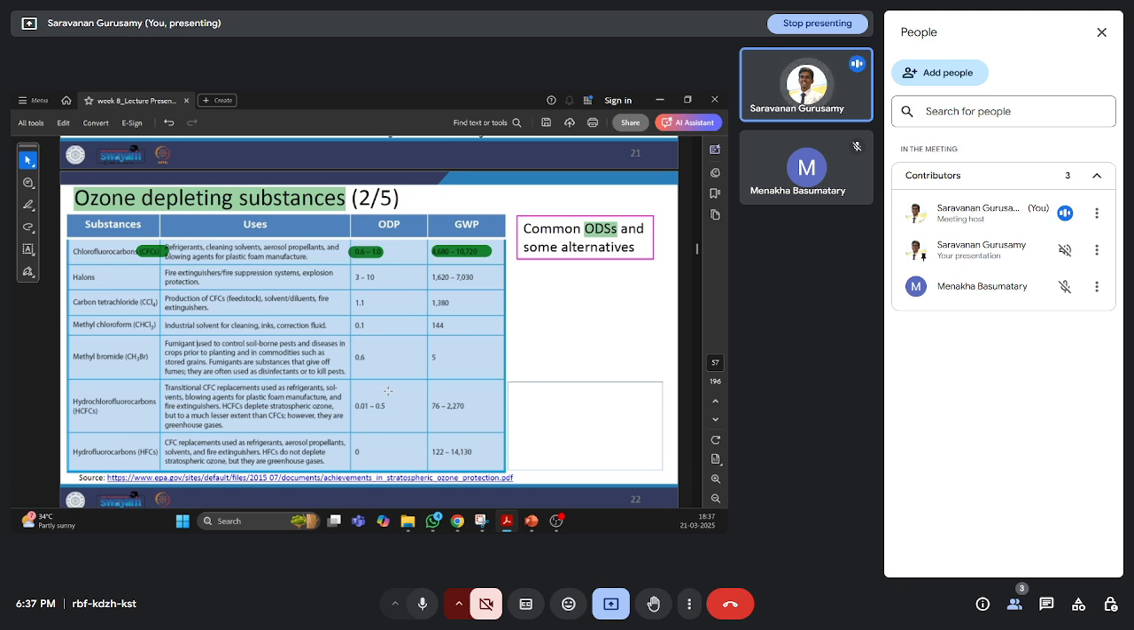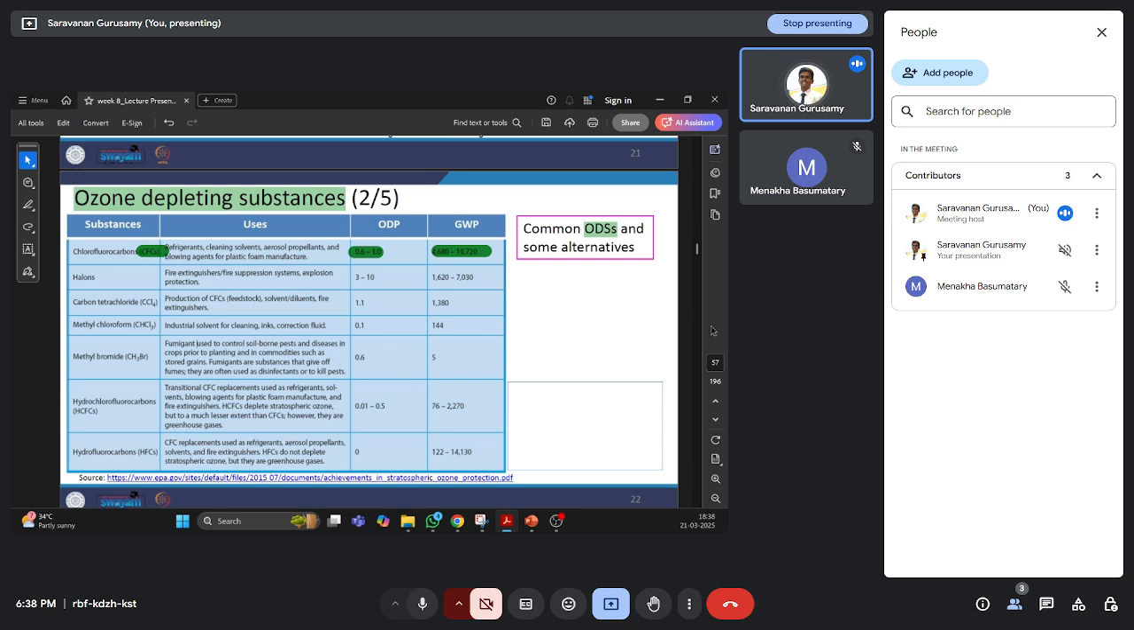Why is it called global warming potential? Whenever the rays enter the earth, they will be reflected by the earth's surface, but some will be trapped. If it is reflected back, there is no problem. If it is trapped inside, then it will have a huge heat accumulation capacity. So the globe is getting warmed. That's why it's called global warming. If you compare, CO2 has a global warming potential of one. With CO2 as a reference, you can measure the global warming potential for any ozone layer depleting substances.